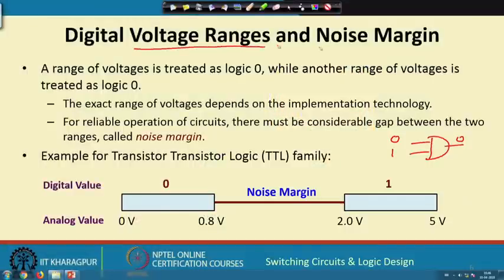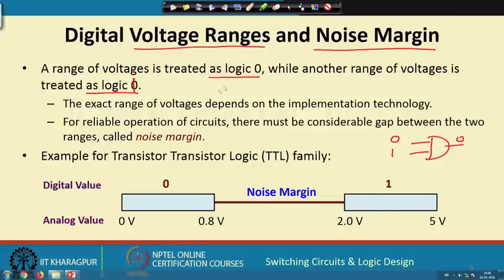How low or how high? So, how low the voltage should be so that the gate can treat the input as 0, and how high the voltage should be so that the gate treats the input as 1. These are some issues that need to be talked about. So, we are talking about something called voltage ranges and noise margins. As I just now said with this example, a range of voltages is treated as logic 0, while some other range is treated as logic 1.